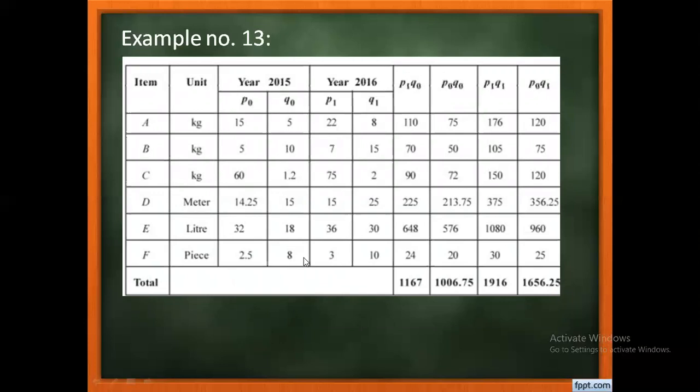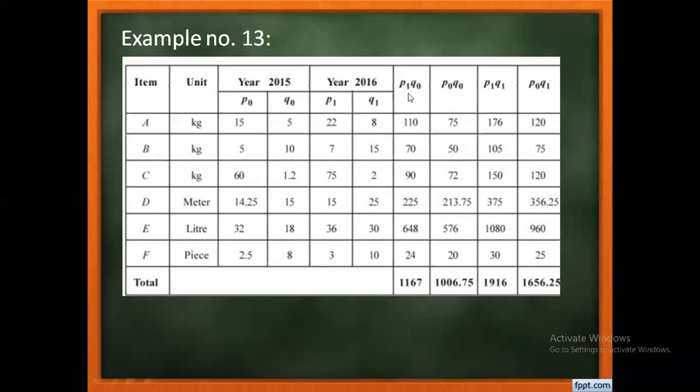Quantity remains the same because this dozen is converted into pieces and quantity is given in pieces, right? So quantity is 8 and 10. I hope this would be clear, right? Further process, as we have studied in the previous sum, the same procedure you have to follow here.